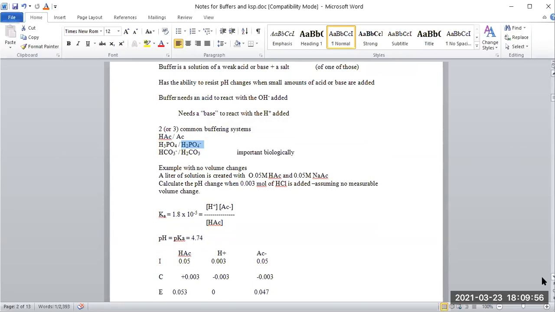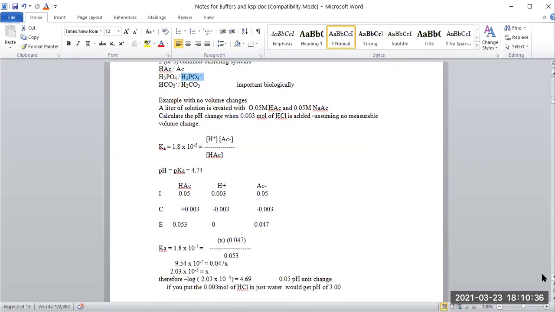So let's take some 0.05 molar acetic acid and some 0.05 molar sodium acetate. We want to add a little hydrochloric acid. Putting hydrochloric acid in just water drops your pH drastically. Putting hydrochloric acid in a buffer probably drops your pH a little. All right, so let's look at this from a couple of angles here.